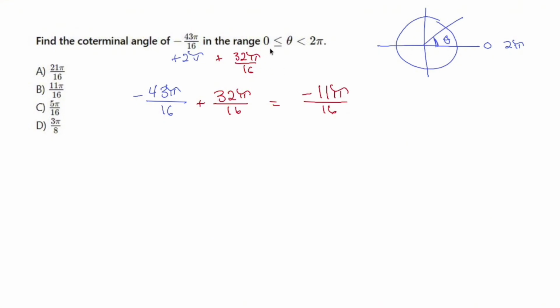Now, I'm not in that sweet spot yet between 0 and 2 pi, so I keep repeating it until I land in that sweet spot. So let's add 32 pi over 16 again, and that's going to give me, no way, 21 pi over 16. 21 pi over 16 is in between 0 and 2 pi because 32 pi over 16 is 2 pi. So that would be my answer. The answer is A, baby.